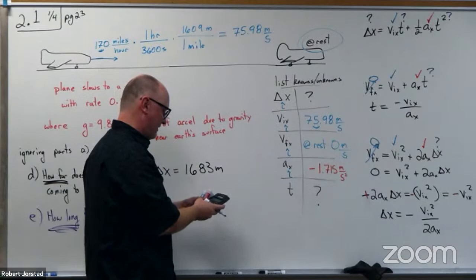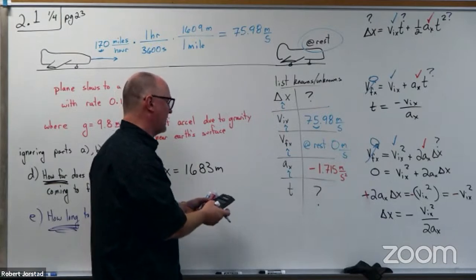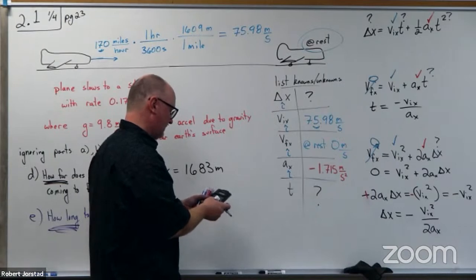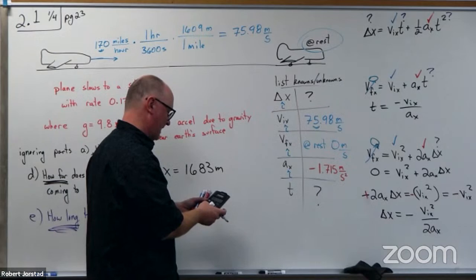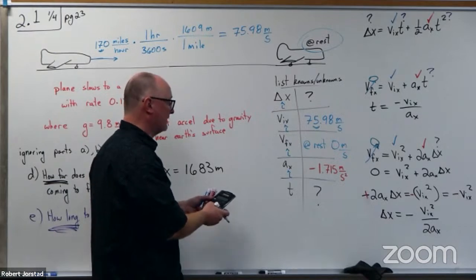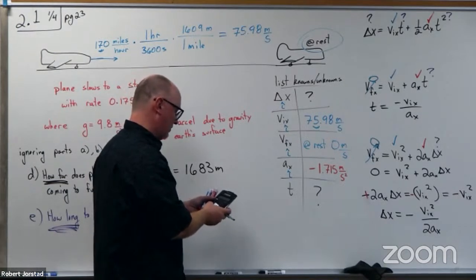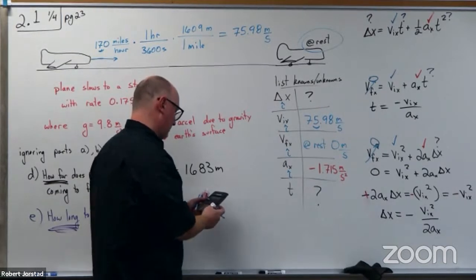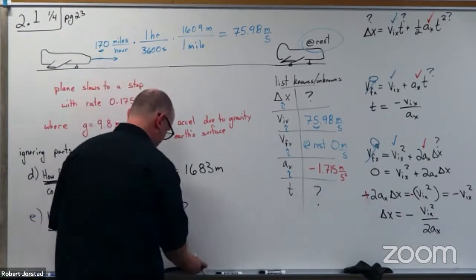So 75.98 divide by, whoops, I need negative 75.98 divide by negative 1.715. And I get what, 44.3 seconds?